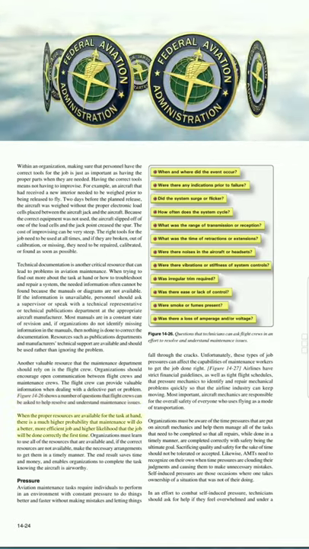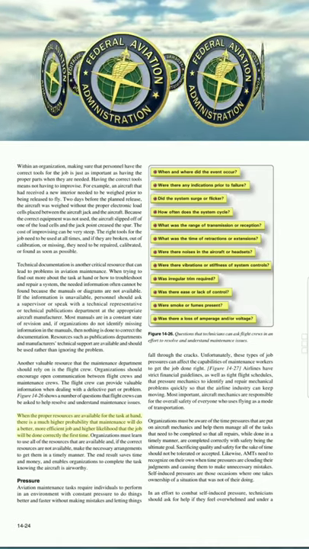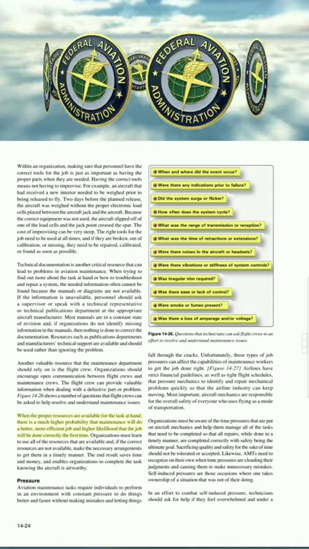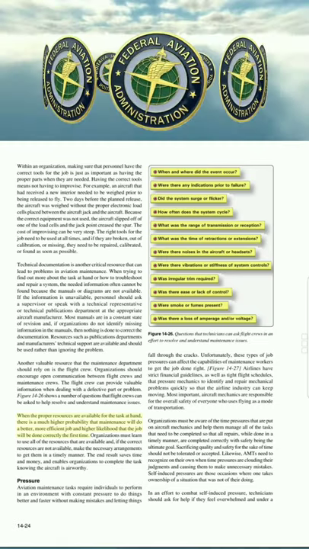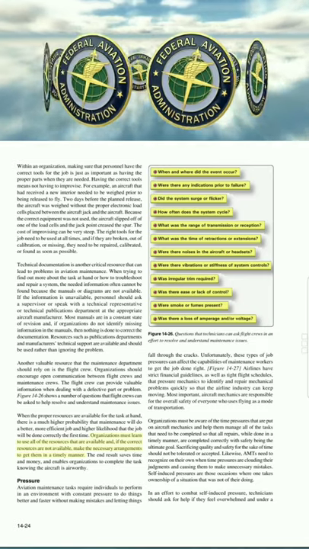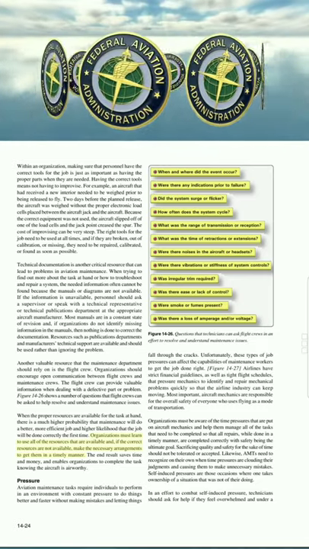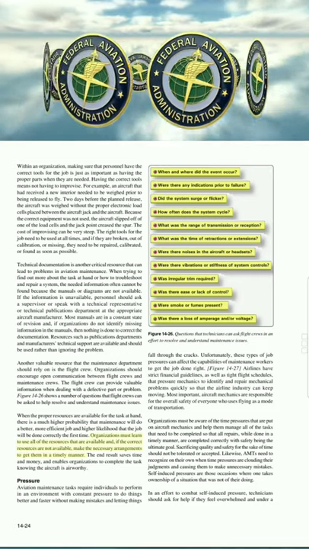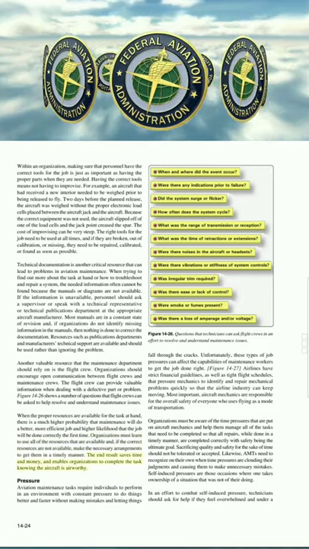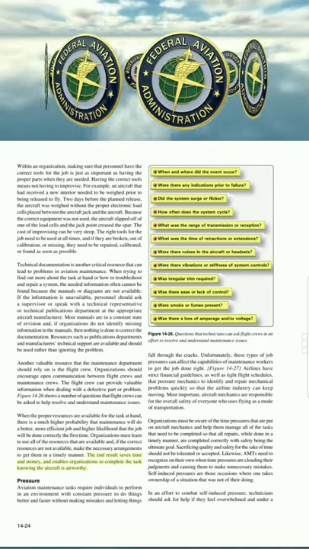When the proper resources are available for the task at hand, there is a much higher probability that maintenance will do a better, more efficient job and a higher likelihood that the job will be done correctly the first time. Organizations must learn to use all of the resources that are available and, if the correct resources are not available, make the necessary arrangements to get them in a timely manner. The end result saves time and money, and enables organizations to complete the task knowing the aircraft is airworthy.